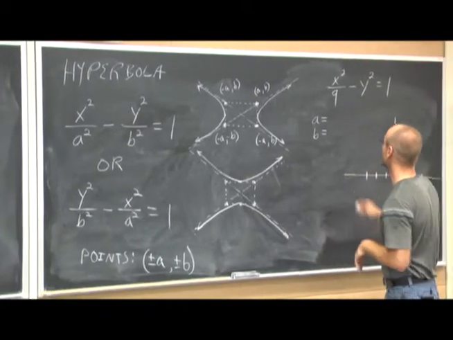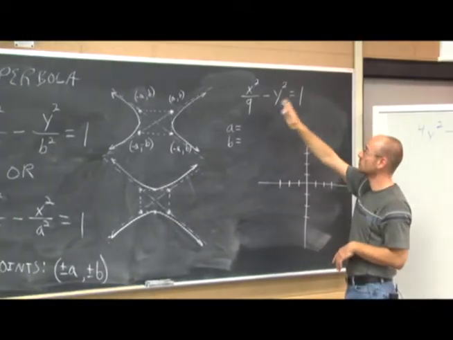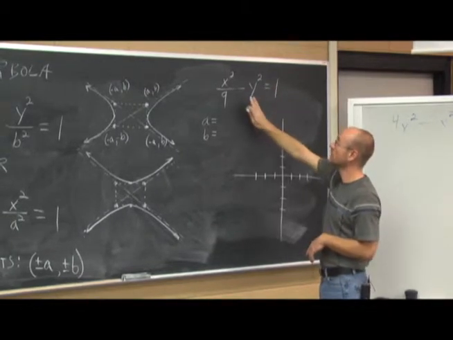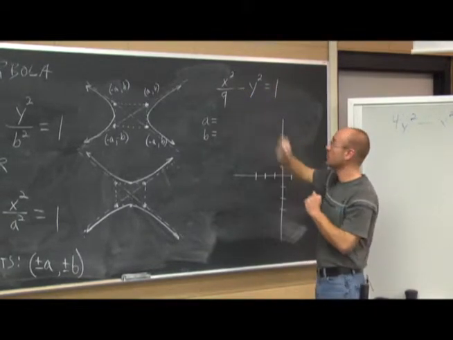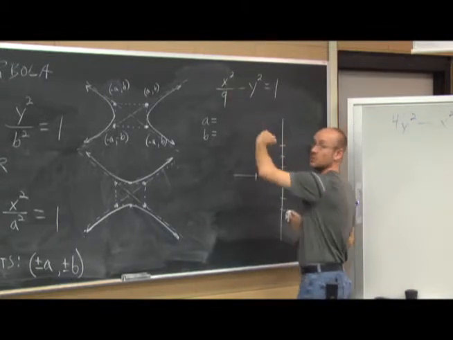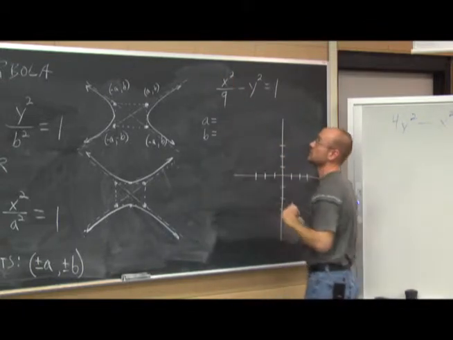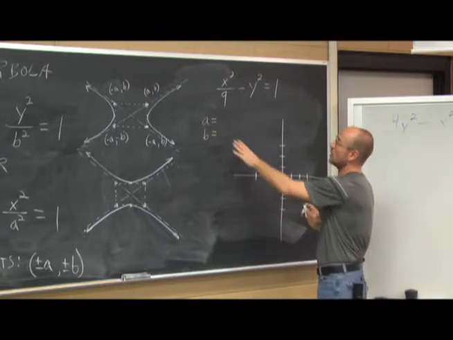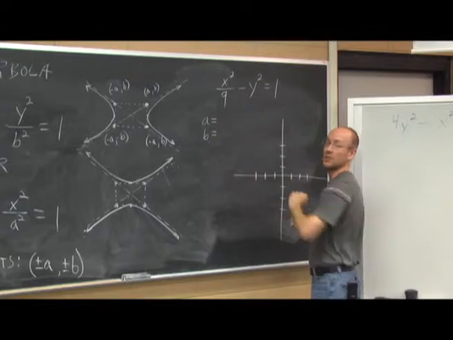So let's look at an example. Here we have x squared over 9 minus y squared equals 1. I see that subtraction. I know immediately we're dealing with a hyperbola. And because the x squared term is the positive value, it's first here, it opens left and right in the x directions. So I'm going to determine what my a and b values are.